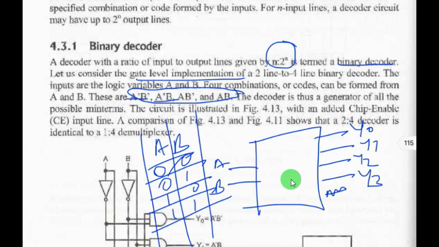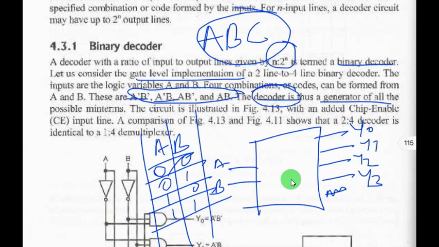The decoder is thus a generator of all the possible minterms. That is now the beauty of working with a decoder: it generates all the possible minterms. And you remember, if you have a 3 variable Boolean expression, A, B, C, how many minterms do you have? 8. Very good. So we are saying that a decoder generates all the possible minterms depending on the number of inputs. So these inputs that we are saying, A, B, C, are the inputs that go into a decoder.